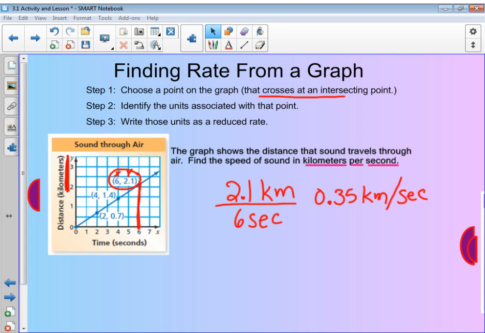So that's it from finding rate from a graph. And I will say probably the rate from a graph is the most difficult just because kids struggle with identifying those points. So that's something that we'll just keep working on and just keep plugging away at those.